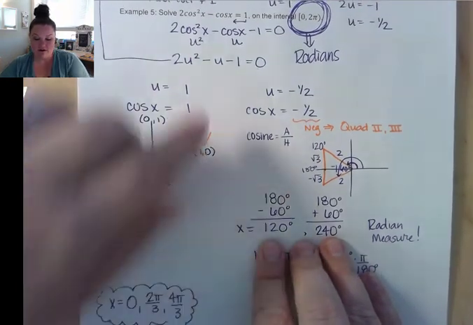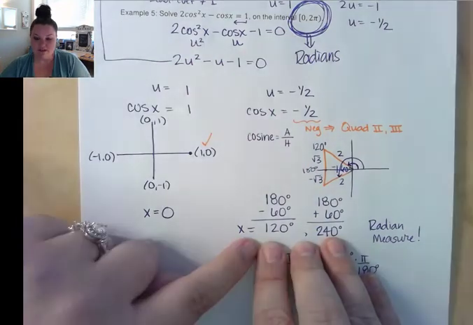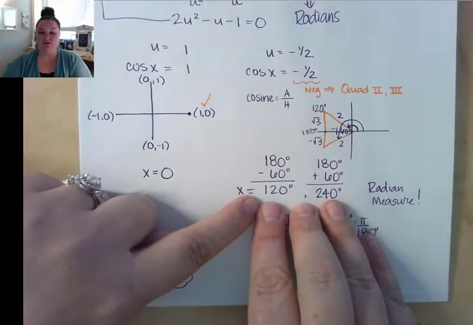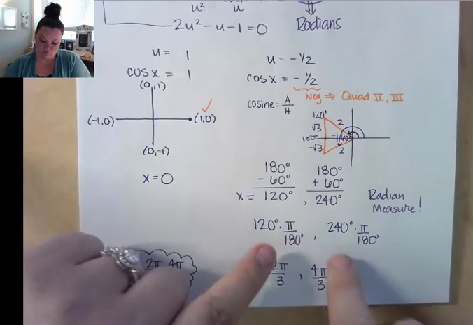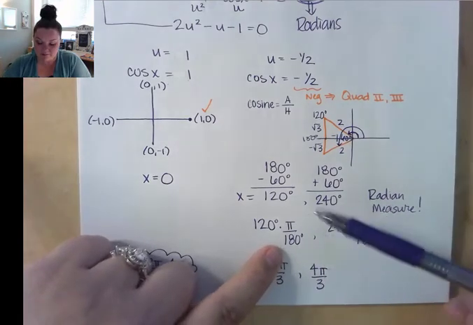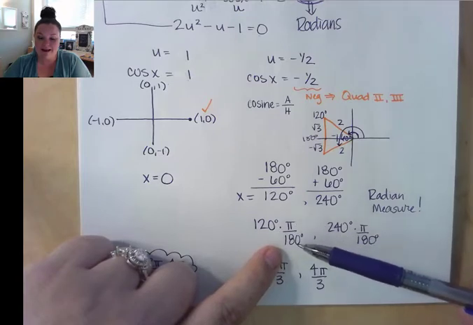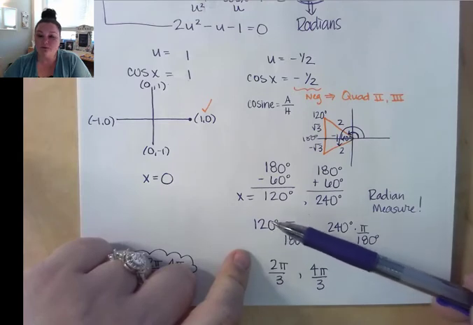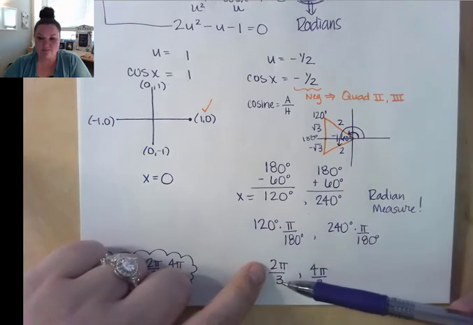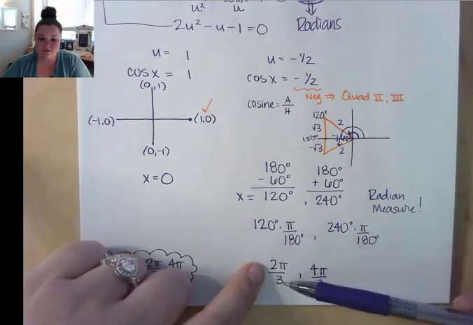But again, our open interval that they gave us here was radians. So we don't want to enter our answer as degrees. So you can use your calculator and convert it to radians, or we can go back to the old school way of doing it, right? Which is whatever our angle measure is in degrees, we multiply it by pi over 180. Here, 120 and 180 are both reducible by 60. So if I reduce both of those by 60, I end up with a 2 on top and a 3 on bottom. So this angle measure in radians is 2 pi over 3.